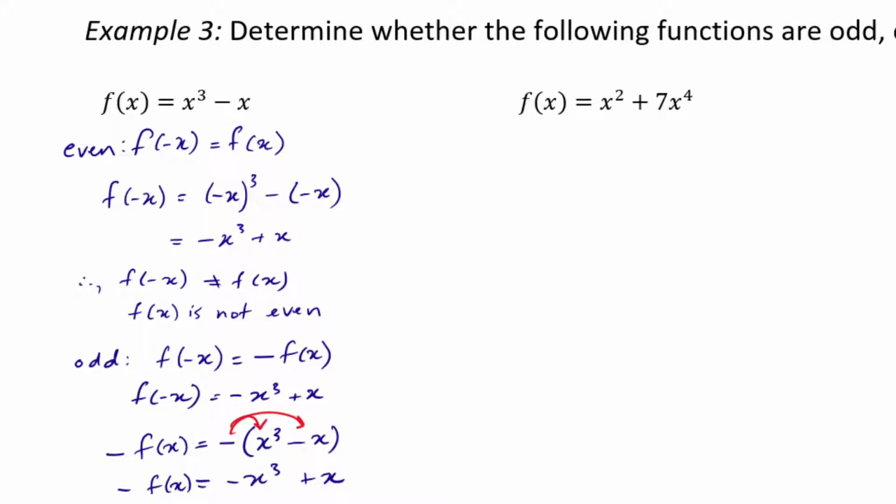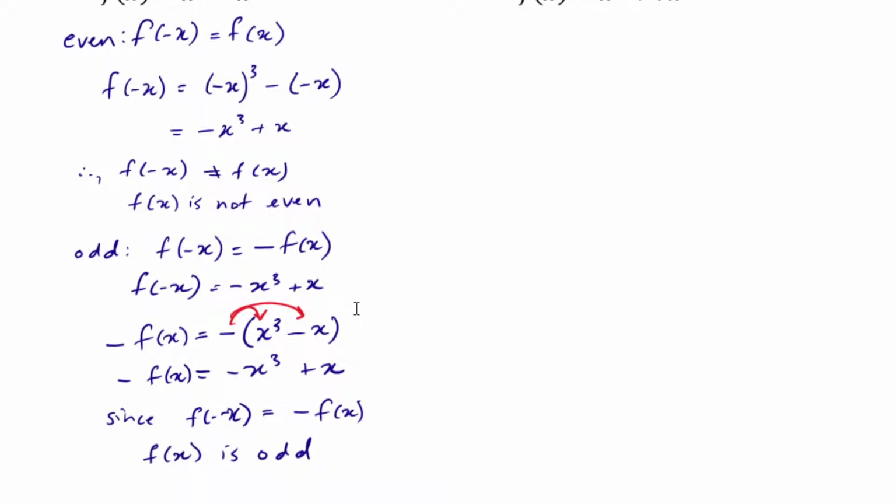So since f at negative x is equal to negative f at x, the function is odd. Okay, so we have determined, and I'll just scroll down here a little bit. Apologies for that. We have determined that f at x is an odd function.